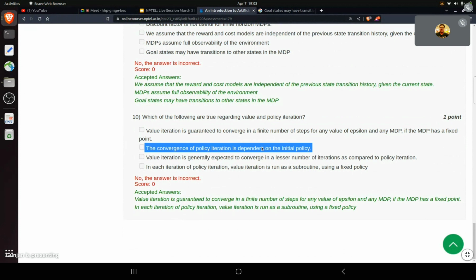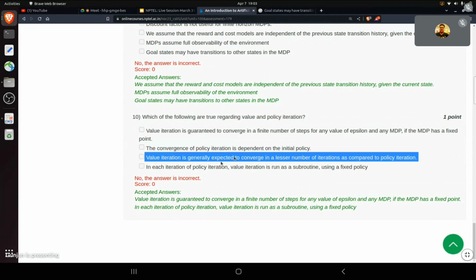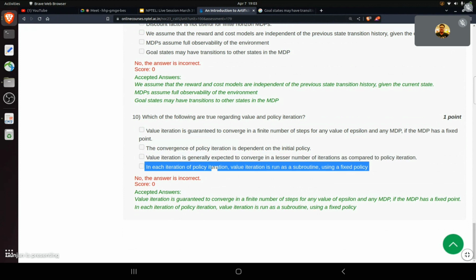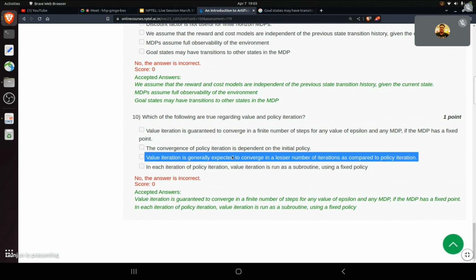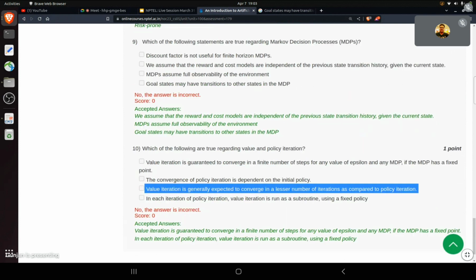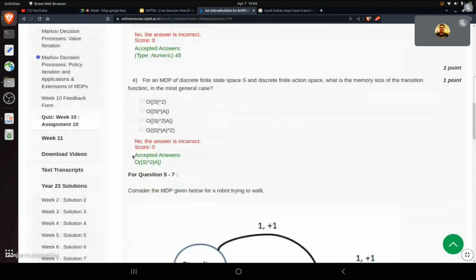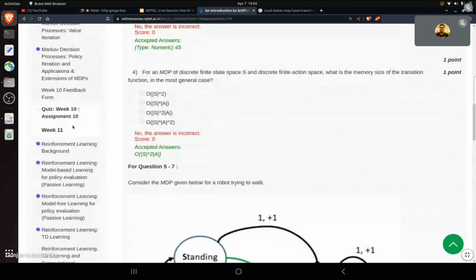So this was discussed in the lecture: you initialize with any policy. In each policy iteration, value iteration is run as a subroutine using a fixed policy. That is also true, and value iteration is generally expected to converge. No, we did not see any statistical analysis to show whether this point is right or wrong, so it's better to leave it out. Okay, so week 10 done.